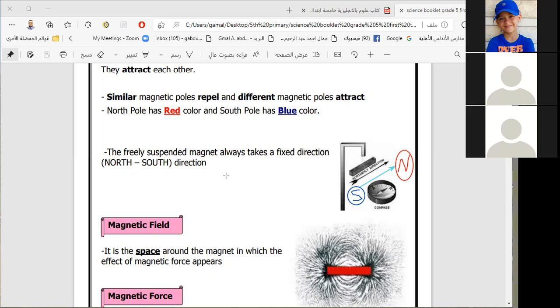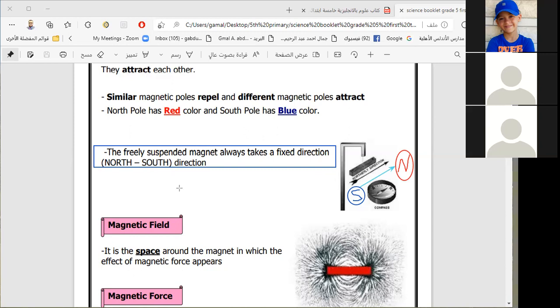We have a rule here. Who can tell me the rule of the freely suspended magnet? I can see Ammar is raising his hand. Ammar, can you tell me the rule of the freely suspended magnet? Yes, tell me, please.